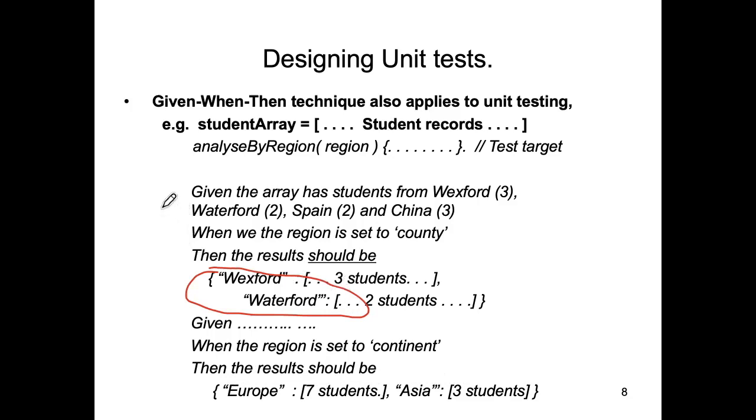The point I'm trying to make here is that this given, when, then pattern can be useful as a way of helping you to come up with good design and good test cases, whether you're testing at the system level or at the unit level. That's the point I'm trying to make, right? That this given, when, then pattern can be used for designing good test cases, irrespective of whether you're doing unit testing or system testing.